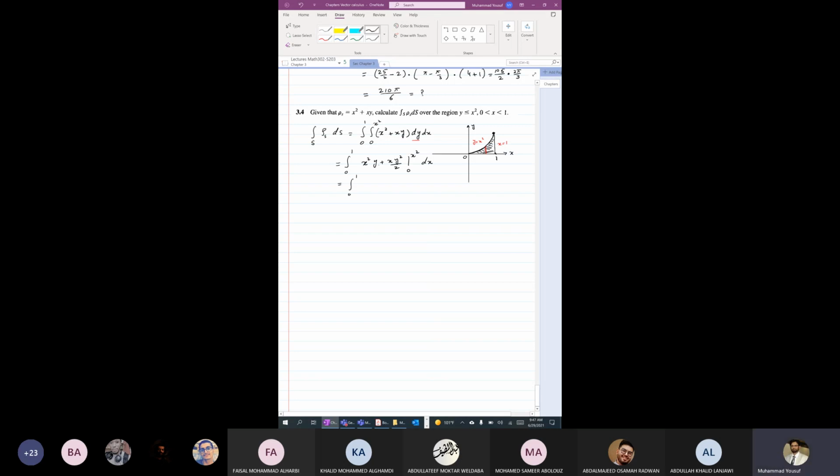From 0 to 1, y equal to x square, so this will give us x power 4, plus y is equal to x square, so y square is x power 4, so it is x power 5 over 2, and the lower limit will give you 0 dx. So this is equal to x power 5 over 5 plus x power 6 over 6 times 2, which is 12, from 0 to 1. And when we apply limit 0, 1, we get 1 over 5 plus 1 over 12.